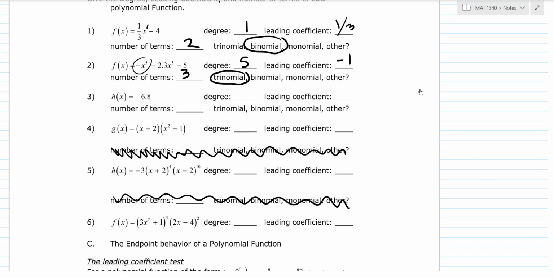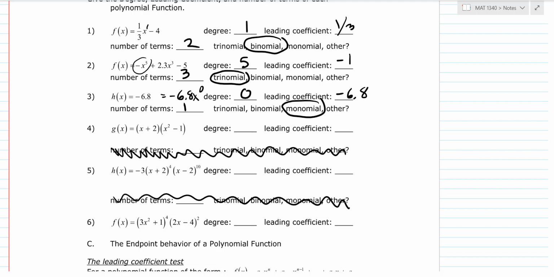What was the degree of number 3? Did we catch this now? What is it? 0. Thank you. Remember, this is the same as -6.8 x to the 0. Leading coefficient then would be the -6.8. This has 1 term, so that's a monomial. Those are the very straightforward cases. Do you have any problem with those, or is everybody okay with those? All right. It gets a little more challenging here.